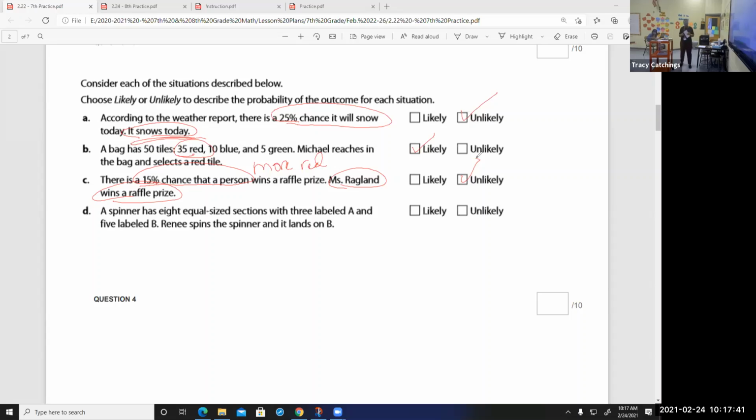A spinner has 8 equal sized sections with 3 labeled A and 5 labeled B. She spins the spinner and it lands on B. Why say unlikely? Why you say likely? Good job. It's 5 out of 8 B. So that means we got more than half of it. So yes, that will be likely. Good. So if we sometimes need to reread it just to double check and see, please do so. Any questions about it?